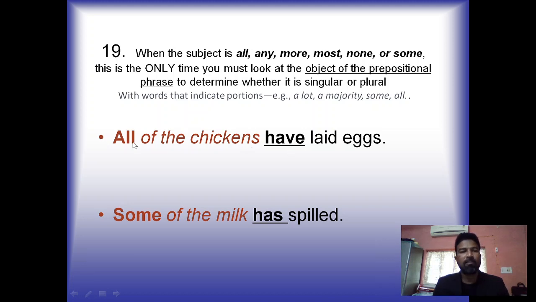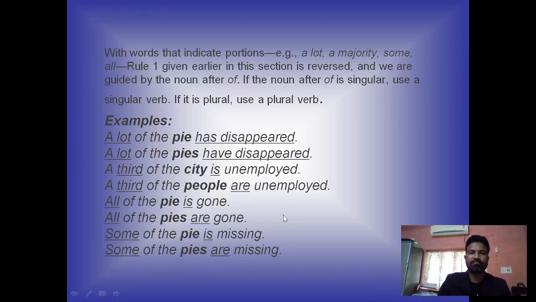Say for example, all of the chickens have laid eggs. Chickens plural, therefore have. Some of the milk has spilled. Milk is singular, therefore has spilled. Let us continue on the same rule, let us see a few more examples with words that indicate portions. For example, a lot, a majority, some, all. Rule number 1 given earlier in this section is reversed, and we are guided by the noun after of.